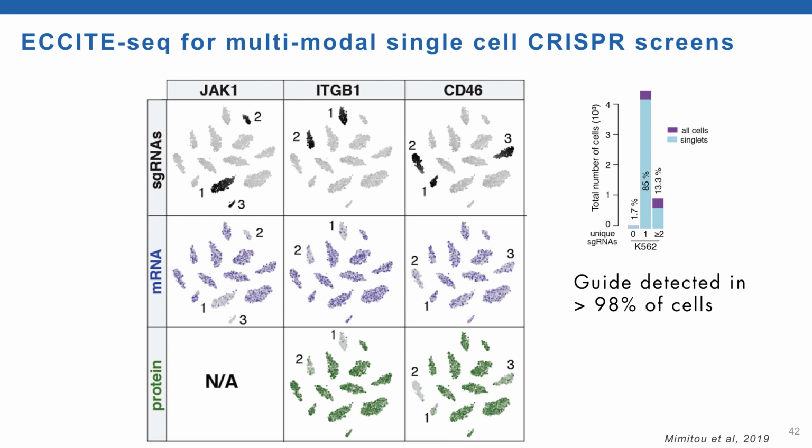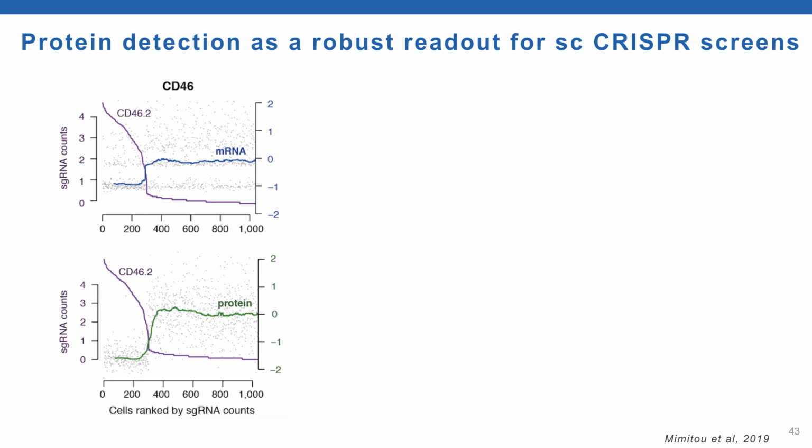in these particular clusters. So there's another way of looking at this data represented on the next slide here, where we order cells based on their levels of guide expression. So this is the number 2 guide for CD46, and you can see from left to right here is the expression of the guide. And I think this actually is a nice illustration of the strengths of protein detection, where if we look here, you can see this cloud of dots.